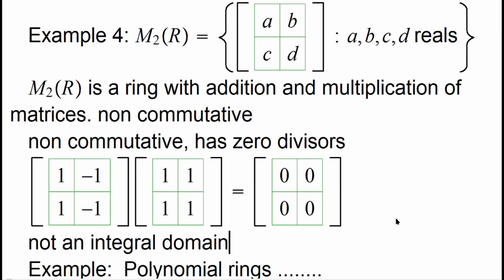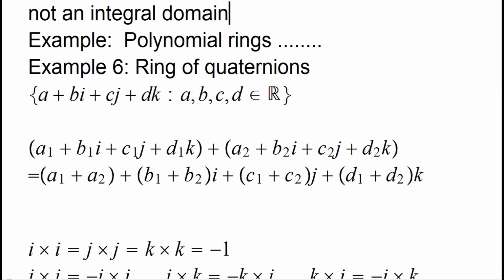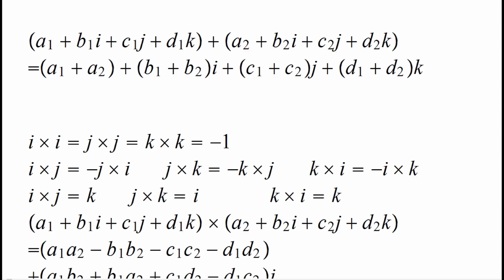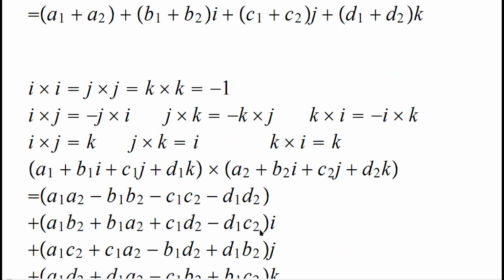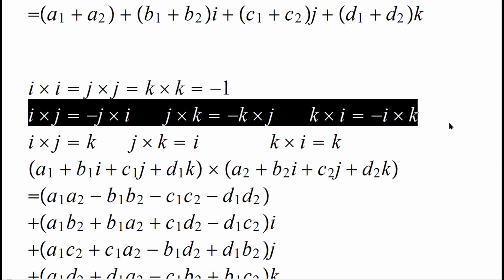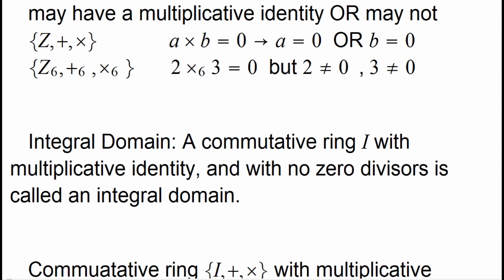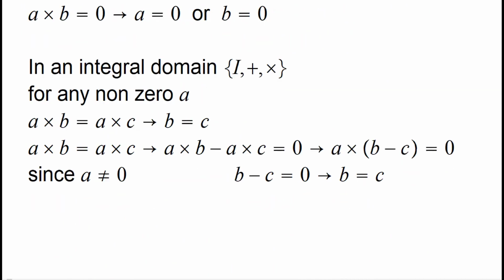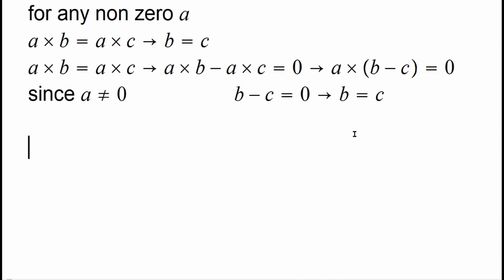And then here, the ring of quaternions is not an integral domain either. Why? Because they are not commutative. So we saw that we have some integral domains and some not. So let's just take a couple of integral domains from here.